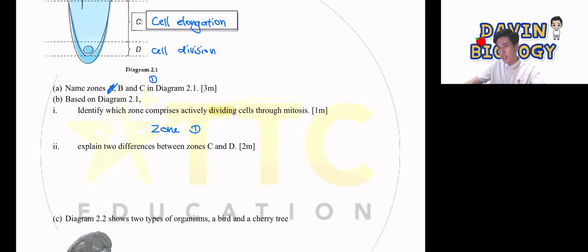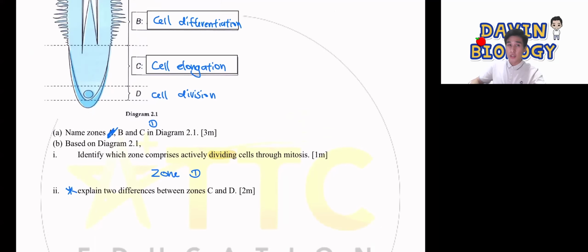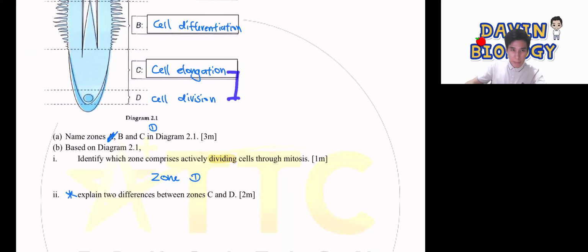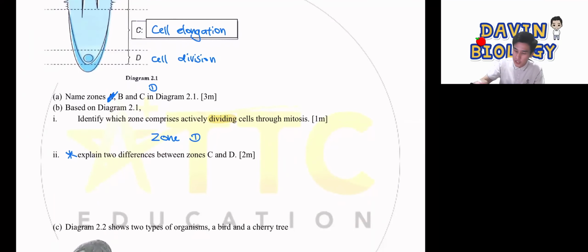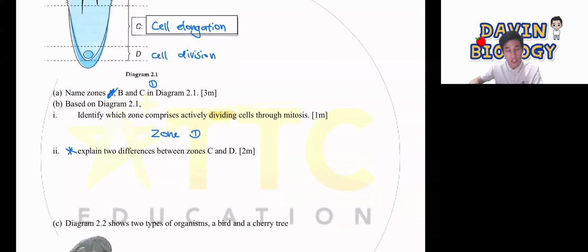Then two differences between zone C and zone D. Now, they ask you to compare the zones, especially these two zones, because they basically have the same kind of cells, meristematic baby cells, but obviously we know they do different things. So the first thing you can compare is the process that the cells undergo. Here, one is mitosis, one is elongating, enlarging. Let's just start with something simpler first. Everyone can find out the process. So this one I'll just type the answer here.